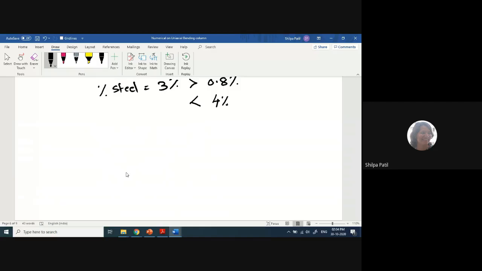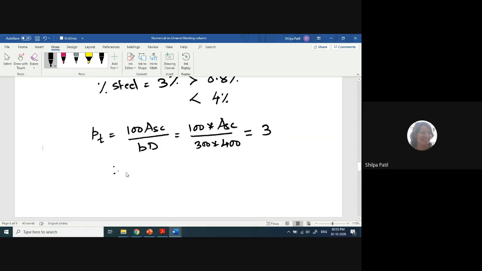So let us find out now Asc. How do we represent Pt, percentage steel? As 100 into Asc upon BD, right? So 100 into Asc, which is unknown, upon B is 300 and D is 400. Equate it to 3%. So find out Asc from this. What is Asc we are getting? 3600 mm square. Okay, this is the value.